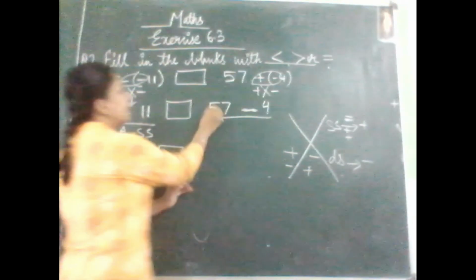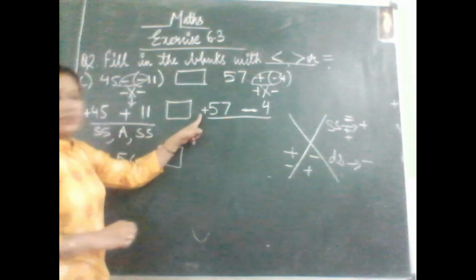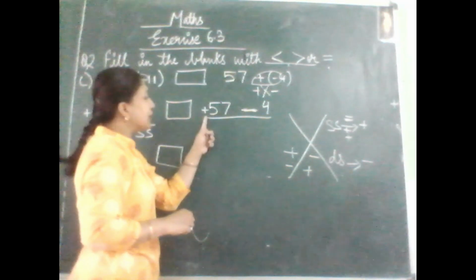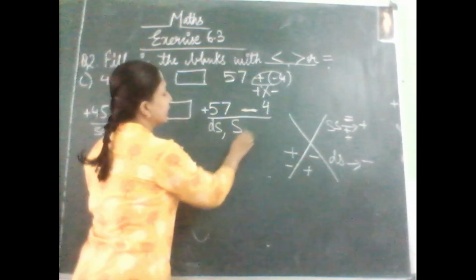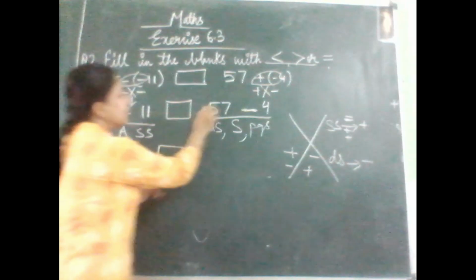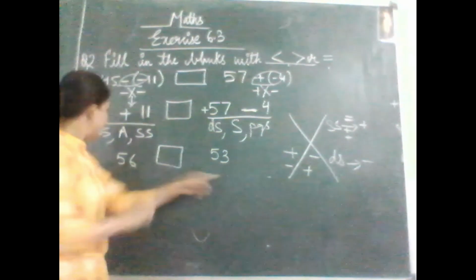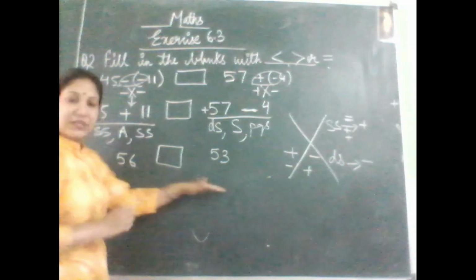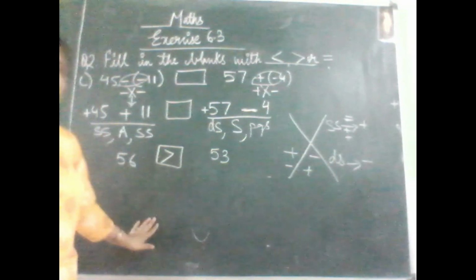Same way here also, check children. What is this? Plus 57, because it has no sign. So with the pencil put a plus sign. Now check which rule this becomes. This becomes the rule for addition of integers where they have different signs. So we subtract and put the greater number's sign. So you subtract 57 minus 4. Answer is 53. Now both are positive integers. Which number is greater? 56 is greater. So this is the solution.